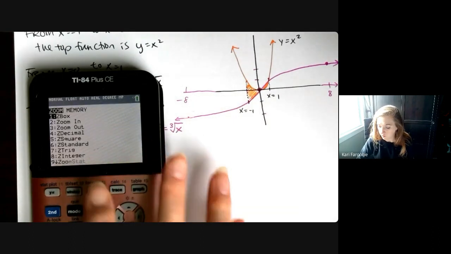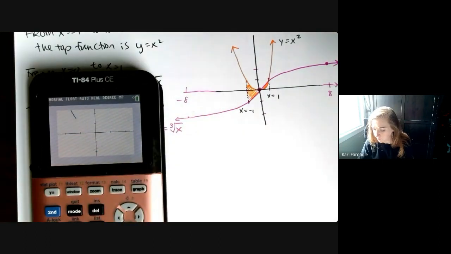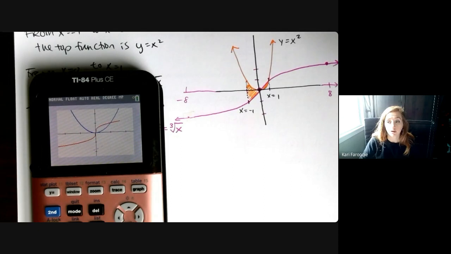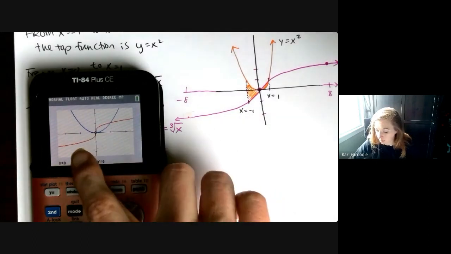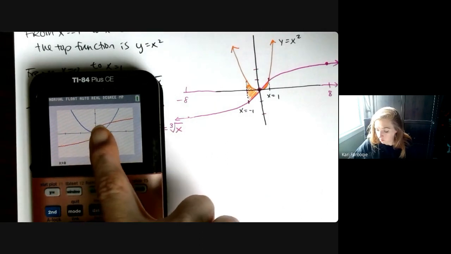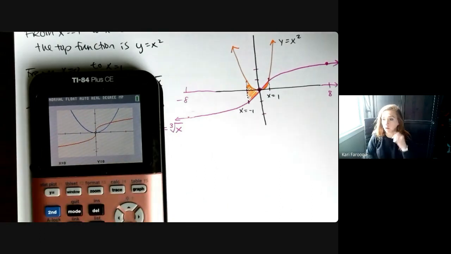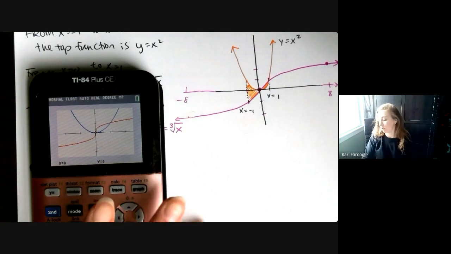But if I go to zoom in, number 2, and then just hit enter, we can get a little bit of a closer view of what happens at 0. Now you can clearly see that change where all of a sudden your cube root function went from being the bottom function, now it's the top function. All of its y values are above x squared. That's why we need to set up 2 integrals for this.